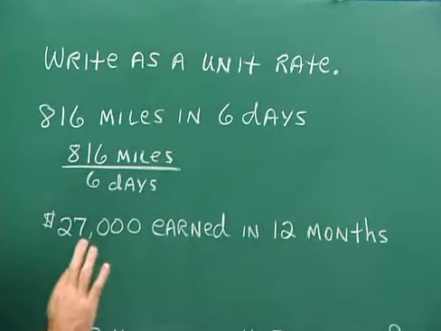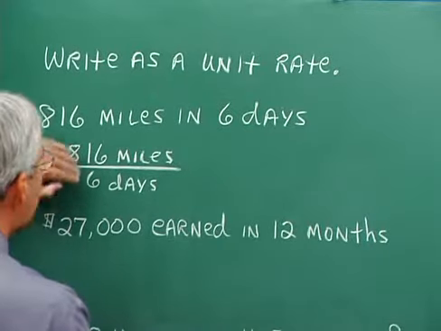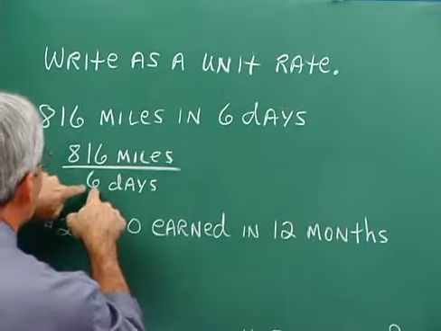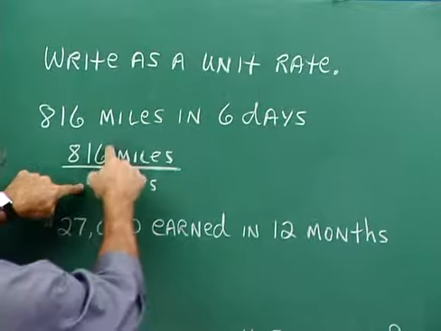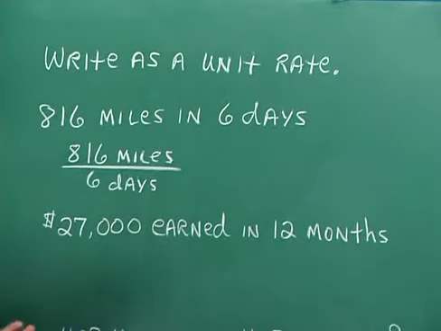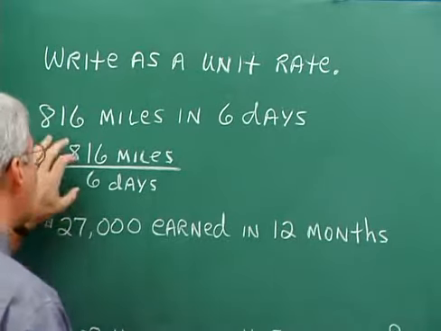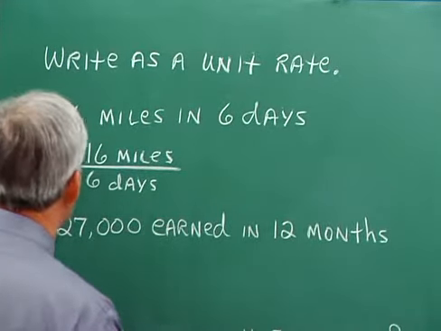Now, we would like to see a situation where we have a nice clean cancellation. That is, where the number in the denominator goes into the number in the numerator evenly. Now, that won't always happen, but that's one way to create a unit rate. And let's see if that happens here.